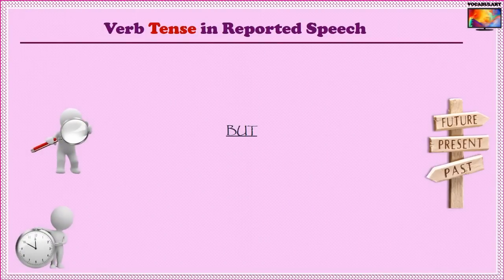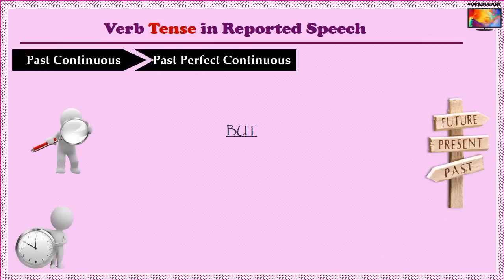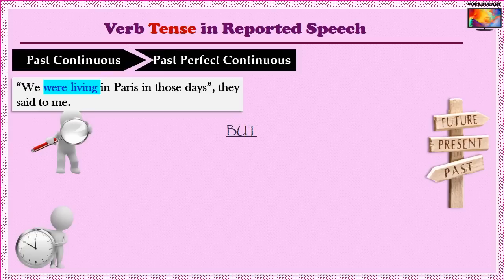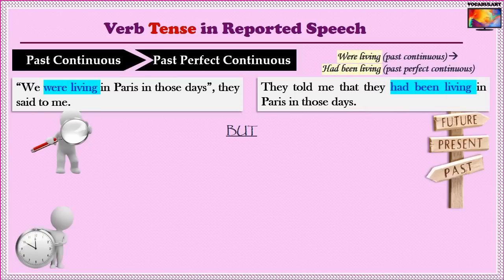If the tense is past continuous, which is quite rare, it gets changed to past perfect continuous. So, for example, we were living in Paris in those days, said they to me. In indirect speech, this sentence looks like, they told me that they had been living in Paris in those days. The expression were living, which is past continuous, gets changed to had been living, which is past perfect continuous.